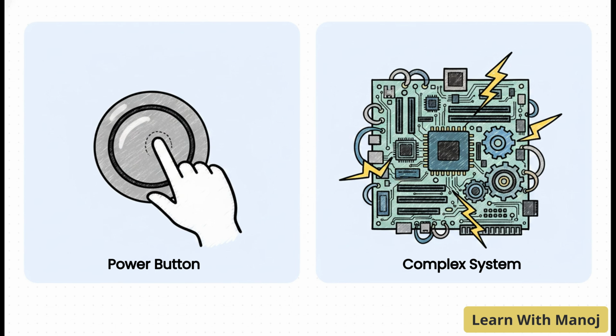But the absolute beauty of this architectural concept is that the internal complexity is completely hidden by the facade of that simple button on the outside. The person pushing the button, they don't need to know how the electricity flows. They just need to know the button works.